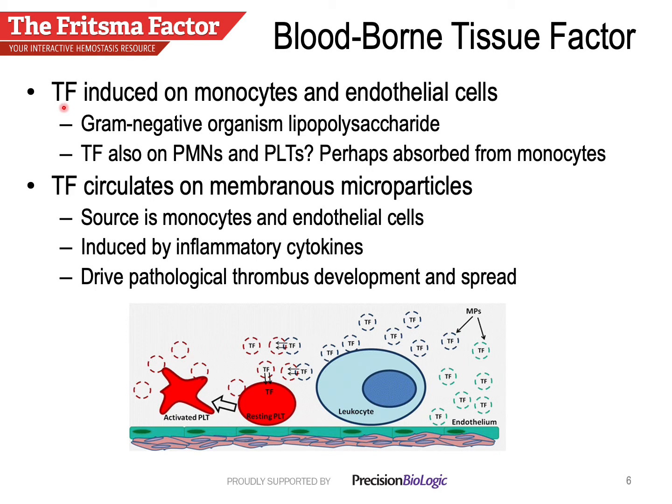Tissue factor is also induced on monocytes and endothelial cells, primarily by gram-negative organism lipopolysaccharides and also by viral ligands. Tissue factor is also found on the surface of polymorphonuclear neutrophils and platelets, perhaps absorbed from monocytes. Tissue factor also circulates on membranous microparticles induced by inflammatory cytokines, where it drives pathological thrombus formation and the spread of thrombi.